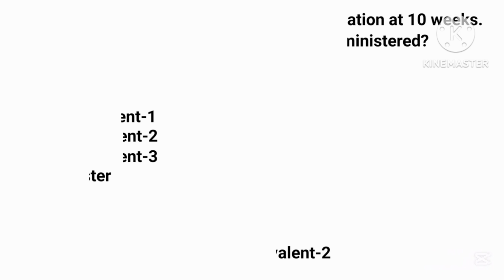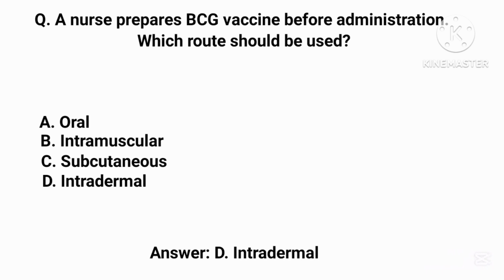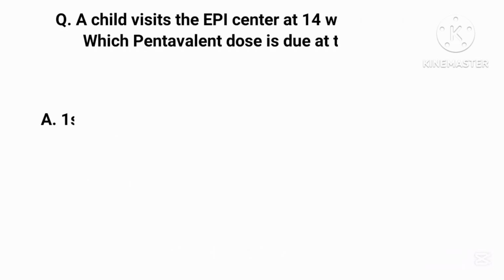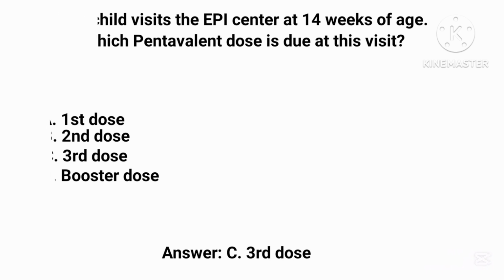Pentavalent 2. A nurse prepares BCG vaccine before administration. Which route should be used? Correct answer is option D. Intradermal. A child visits the EPI center at 14 weeks of age. Which pentavalent dose is due at this visit? Correct answer is option C, third dose.